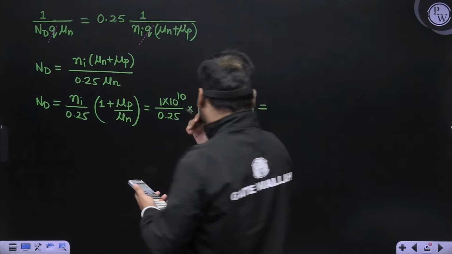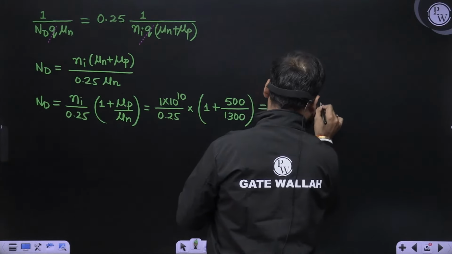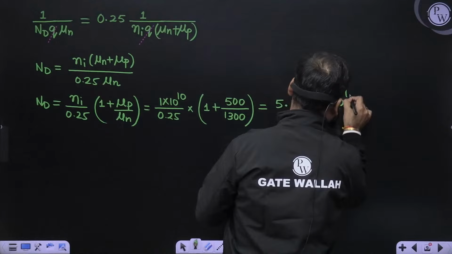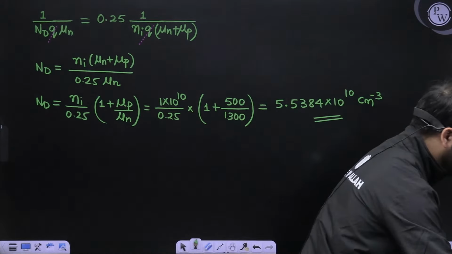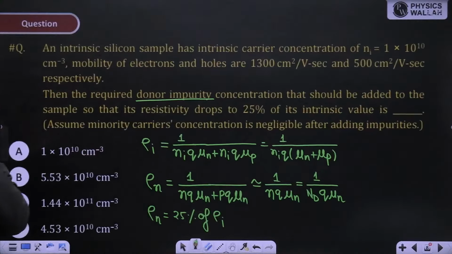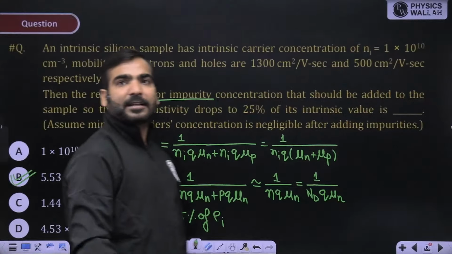So it is equal to how much? 5.5384 into 10 to the power 10 per centimeter cube. This is the answer for Nd. So 5.53 into 10 to power 10, that is option B. So option B is the correct answer for this.